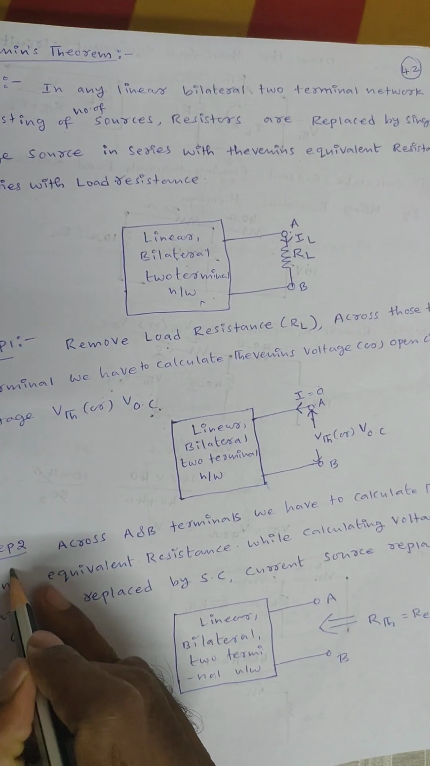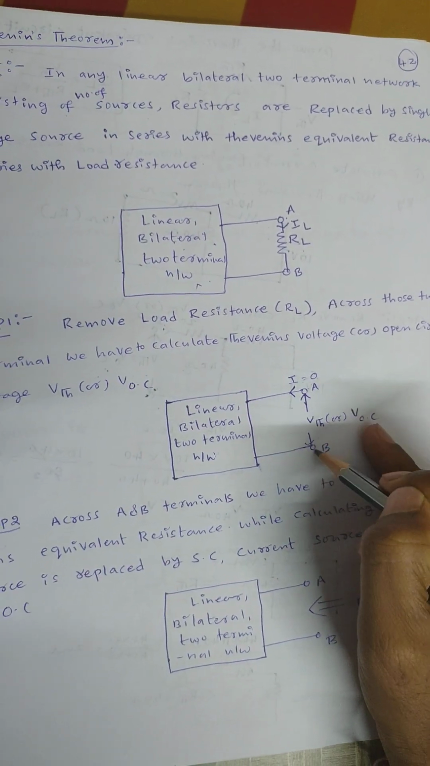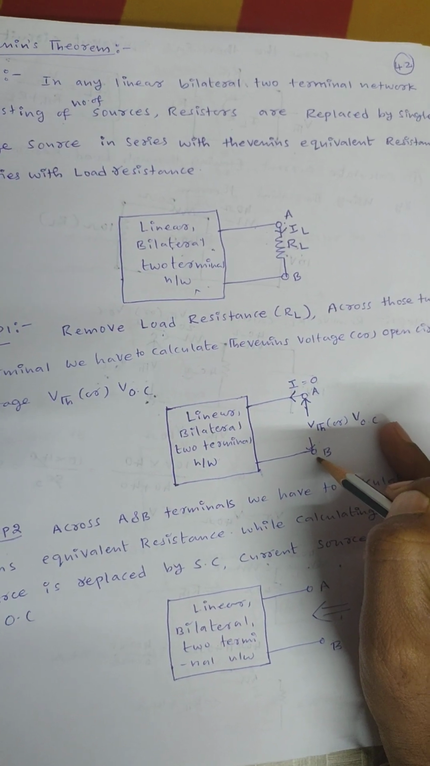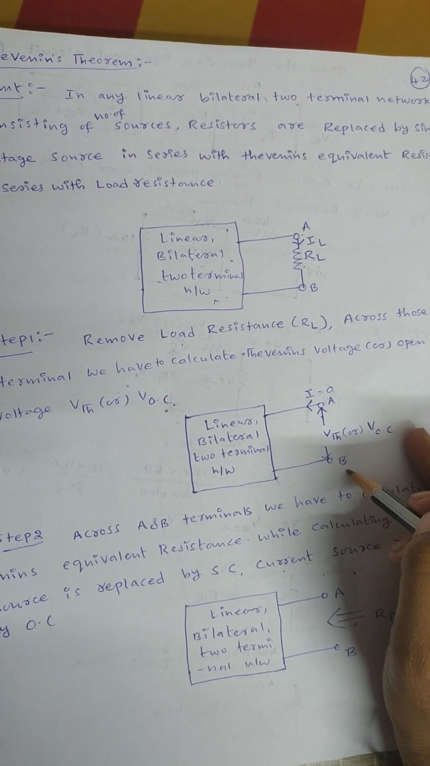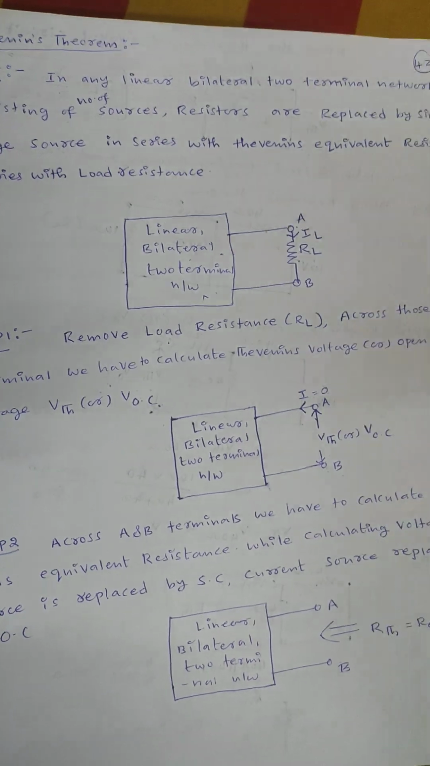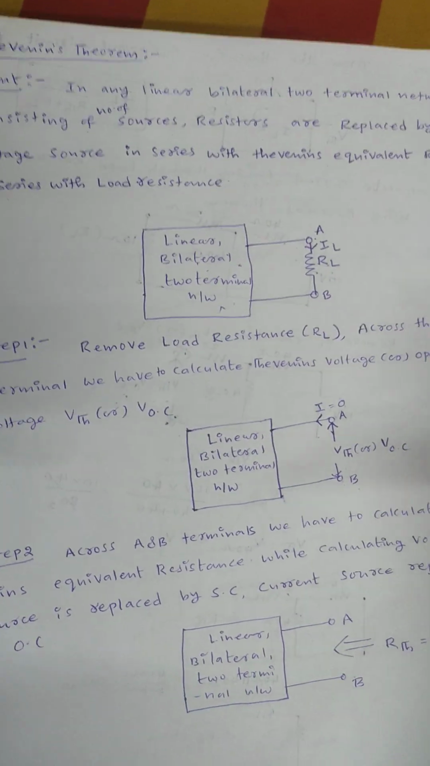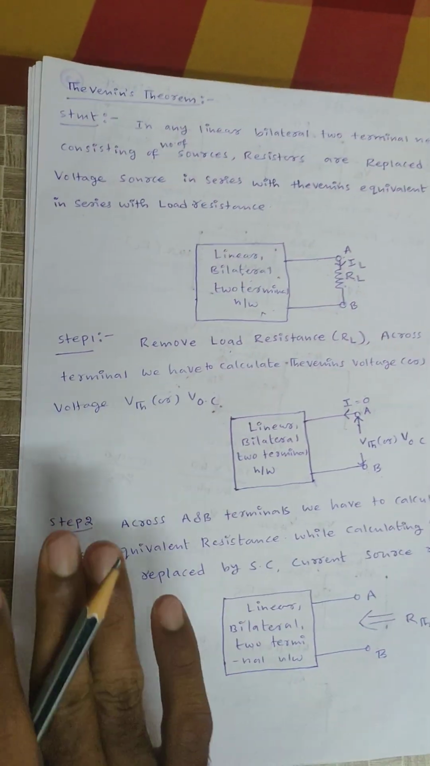Next, step 2: where we removed the load resistance RL, across those two terminals only we need to calculate Thevenin's equivalent resistance, that is RTH. While calculating Thevenin's equivalent resistance, if the circuit has a voltage source, it should be replaced by a short circuit, and if the circuit has a current source, it should be replaced by an open circuit. That is step 2.